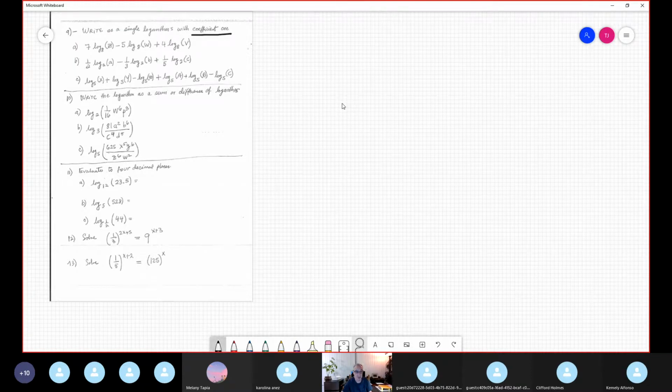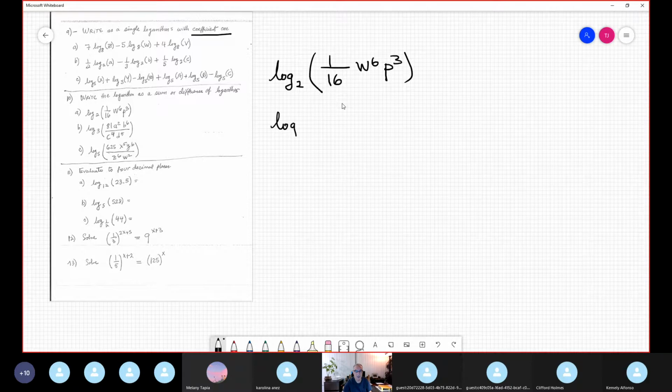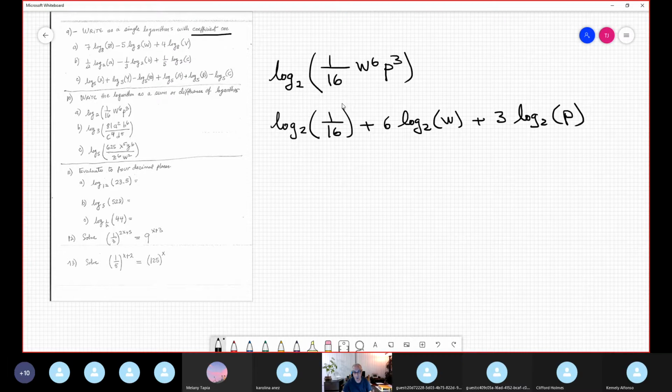And important: when you expand into several logarithms, the numerical value you have to compute. Basically, you expand using 3 logarithms. The first one is logarithm base 2 of 1/16, plus, because it's multiplication, 6 times logarithm base 2 of w, plus 3 times logarithm base 2 of p. And leave it like that? No. Why not? Because this is variable p, this is variable w, but this is numerical, and you compute this number.